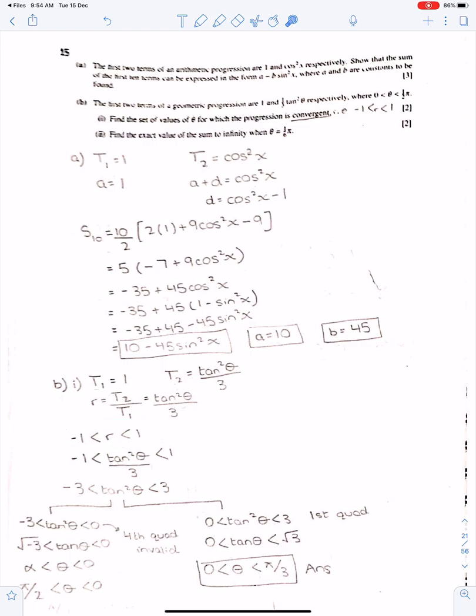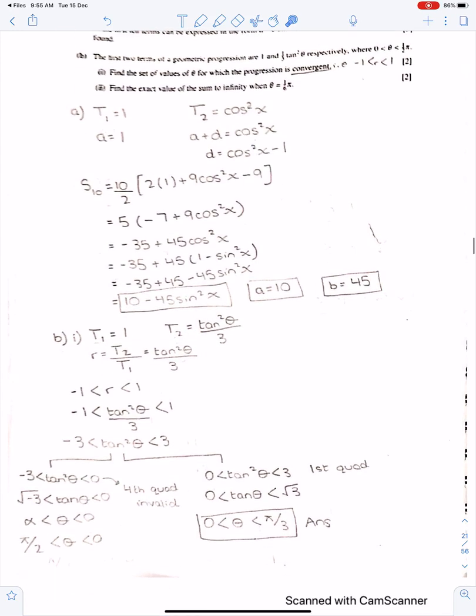Whenever it says the sequence is converged, that means the value of R must lie between minus 1 and 1, because for these values S infinite exists. So this is the value of R, T2 upon T1. So we have two possibilities: minus 3 to 0 and 0 to 3.